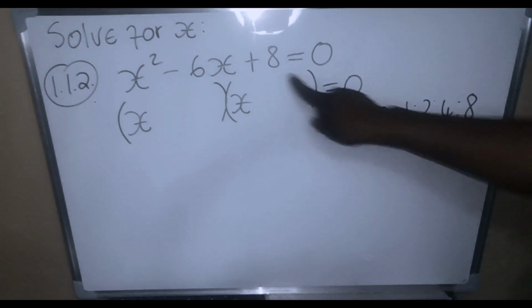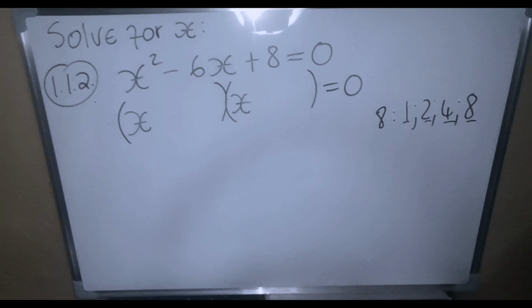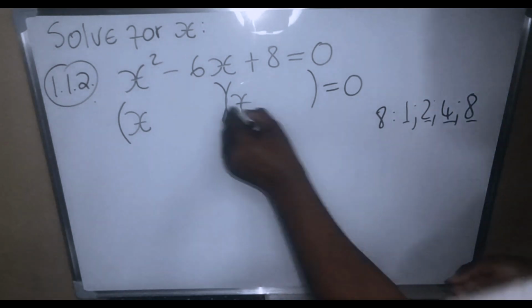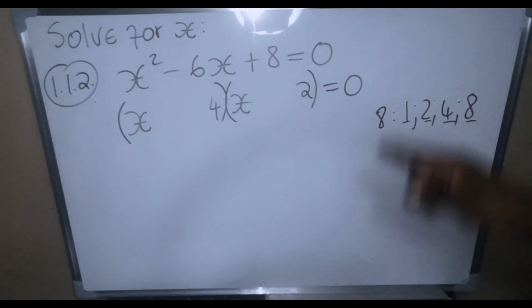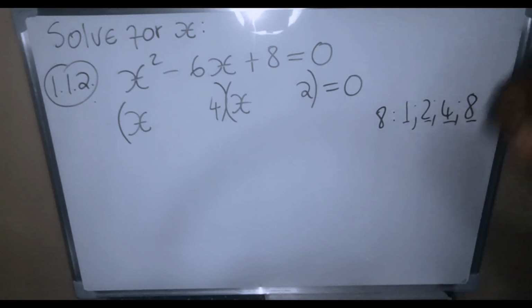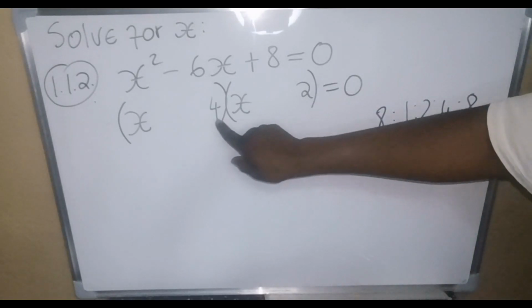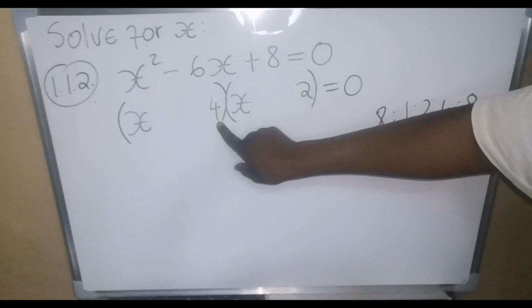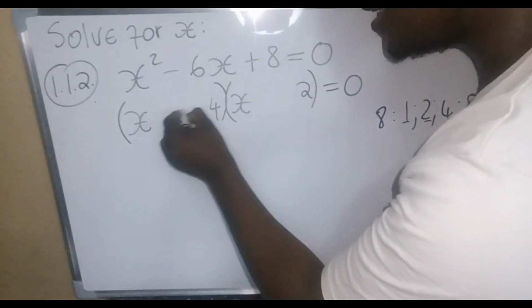4 times 2 is 8, correct? 4 plus 2 is 6. That's correct. It means 4 and 2 are factors. You put them here, 4 and 2. Now, the sign is a rule. The bigger number takes the sign of the middle term. Now, between 4 and 2, which one is big? Is 4. Therefore, 4 will take the sign of the middle term, which is minus. In this case, put the minus here.